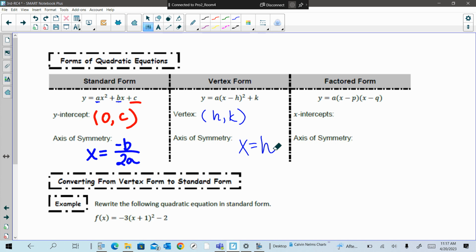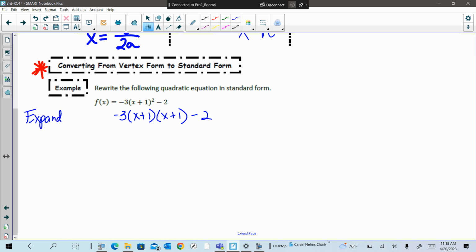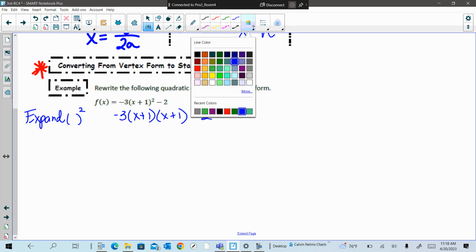Now, this is what we did yesterday, so I want to see how well we retained it. I'm going to put a little star here. It says converting from vertex form to standard form. What would be our first step here? Put x plus 1, x plus 1. Be a little bit more specific. Like negative 3, parentheses, x plus 1, parentheses, x plus 1, minus 2. Right. Okay. All right. So the first thing we did was expand. That's called expanding your parentheses squared. That's what we did first. Okay. Now that we did expand it, what do we need to do now? Yeah, we need to FOIL.